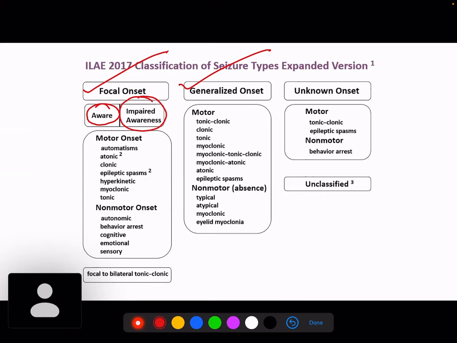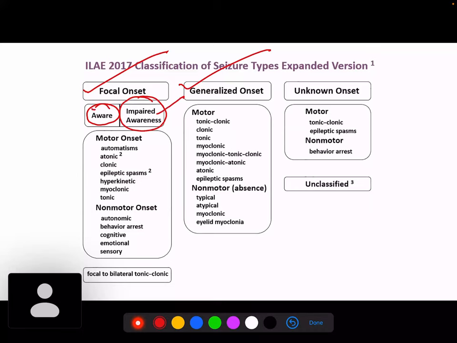So by impaired awareness, it means that any loss of awareness. It does not mean that the patient needs to be in altered sensorium or should not be able to reply. If the reply is not 100% normal at the same time, if the patient is not 100% aware of everything that is going on around the patient, then you will characterize it as impaired awareness.